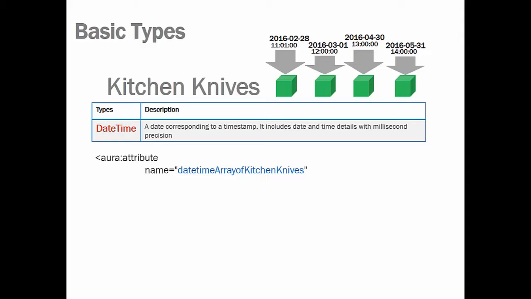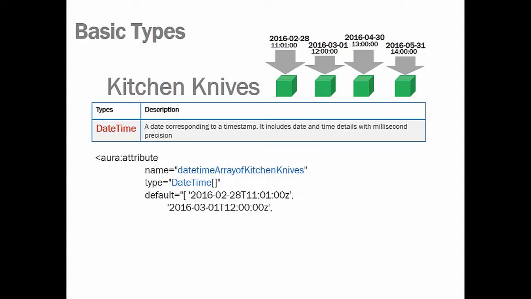Now, I could have called this Mickey Mouse. It really doesn't matter, but doesn't that make sense to look at the name and try to figure out what this attribute is all about? It says date time array of kitchen knives. So we're looking at kitchen knives. All right, so the type, date and time. Two little brackets mean it's an array, and we can see that on the screen. There's 4 elements in this array.